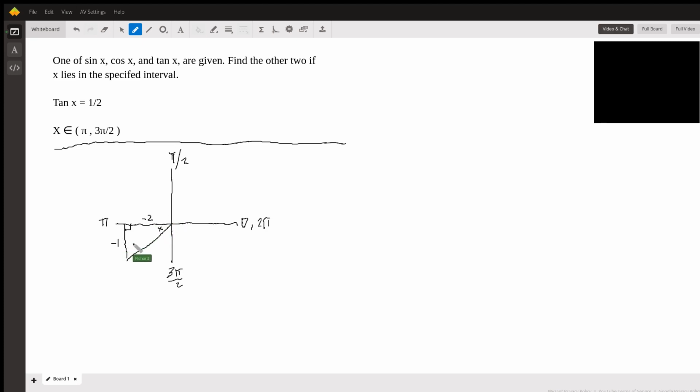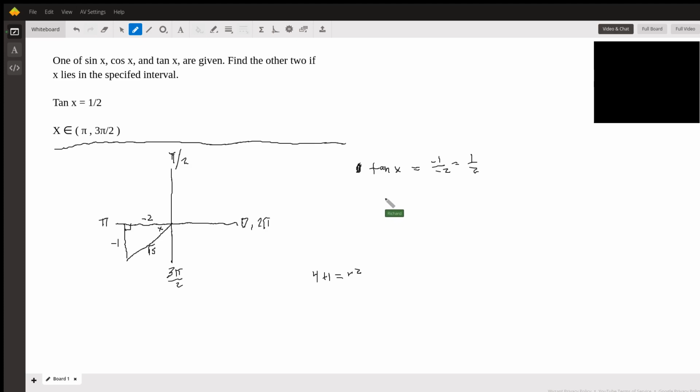Now, if we want the other, sine and cos, let me just put the tangent here. -1 over -2, so it's 1/2. Now to get the other ones, the other sine and cosine, we just need the hypotenuse. We'll use Pythagorean theorem here, so it's going to be 4 plus 1 is equal to r squared. We'll call that r. So it's going to be the square root of 5 here for the hypotenuse.